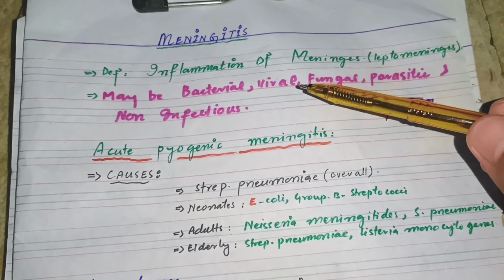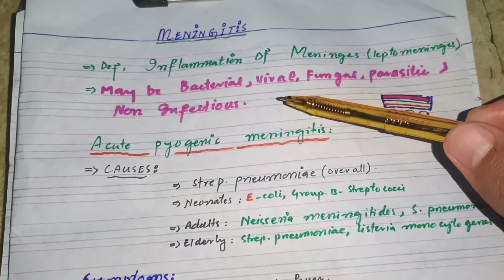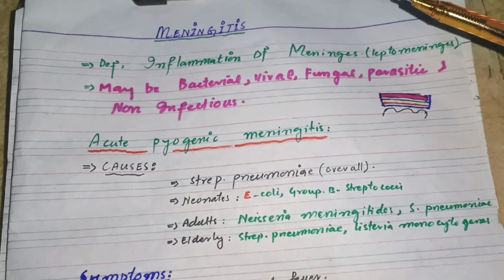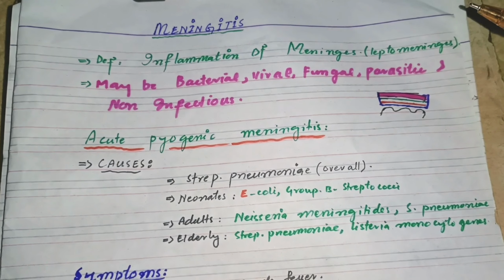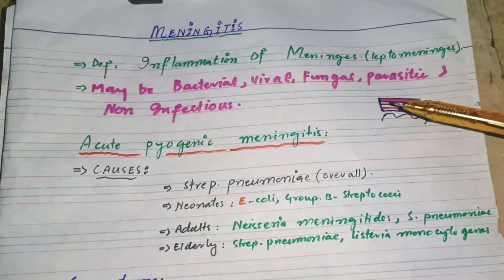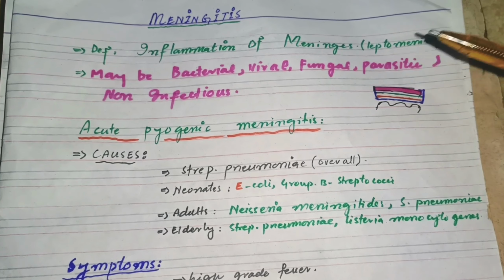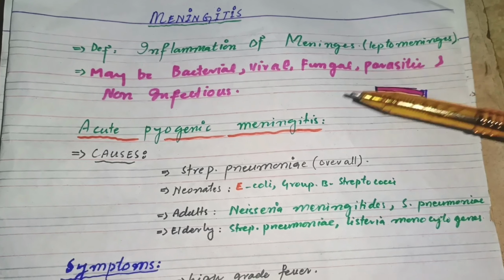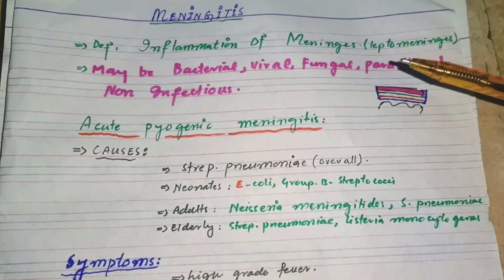And meningitis may be bacterial, viral, fungal, parasitic, or non-infectious. The viral is most common, while the bacterial is less common. So in this video, I'm going to talk about acute pyogenic meningitis, which is the acute inflammation of the leptomeninges caused by bacteria.